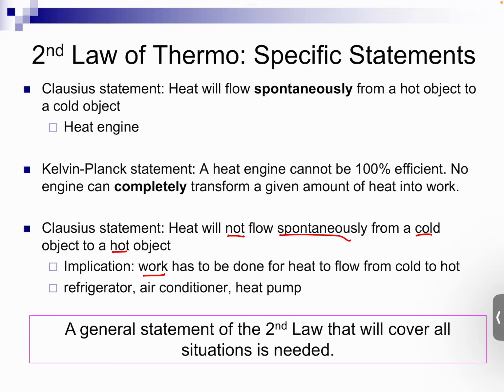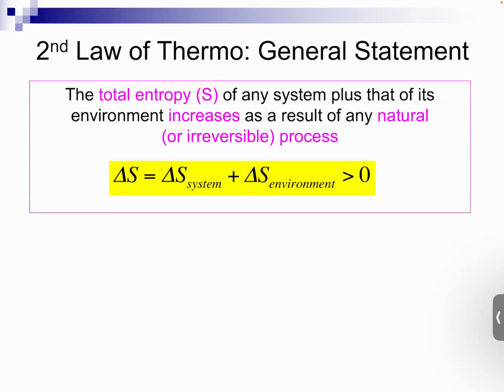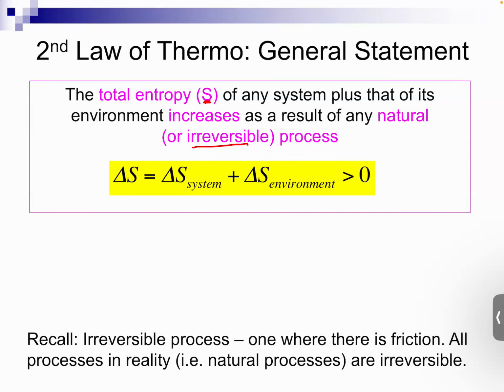A general statement of the second law of thermodynamics can be stated this way. The total entropy, S stands for entropy, of any system plus its environment increases as a result of any natural process. When we say natural, we're referring to irreversible or real processes. Just a reminder, when we say irreversible, we are talking about natural processes or processes that happen in reality where there is friction. All processes in reality are irreversible because there's always friction present. The second law says that in any real process or in any real event, the total entropy of the system plus its environment increases.